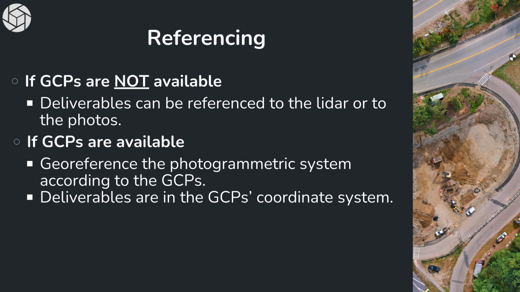First, if we don't have GCPs, one might want the final product's reference to be the LiDAR or the photo network. In an ideal case, when the photo and LiDAR mapping systems are the same, this will only mean which sensor's positioning system we trust more. The LiDAR coordinate system might be desirable if we trust the LiDAR georeferencing.